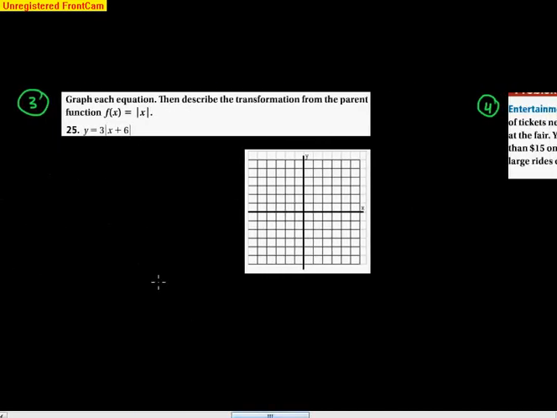3. Graph the equation, then describe the transformation from the parent function. Here is an absolute value equation: y equals 3 times the absolute value of x plus 6. And we need to graph it. Well, first thing I like to do is always graph the parent function. 0, 0, 1, 1, negative 1, 1. Dotted. And there it is.